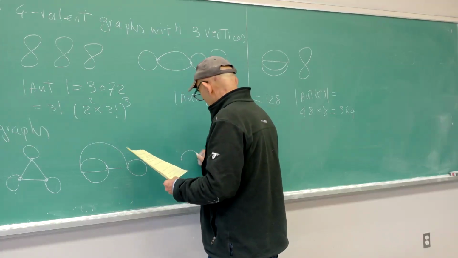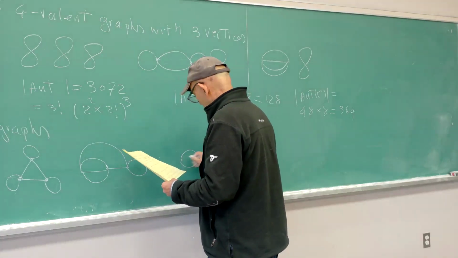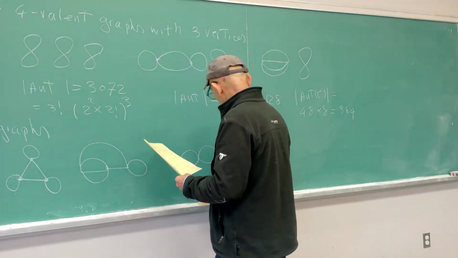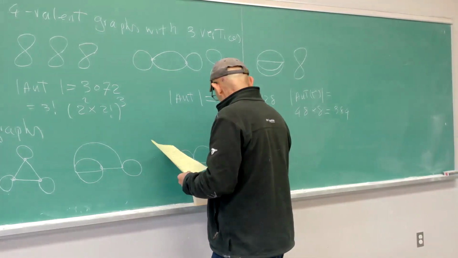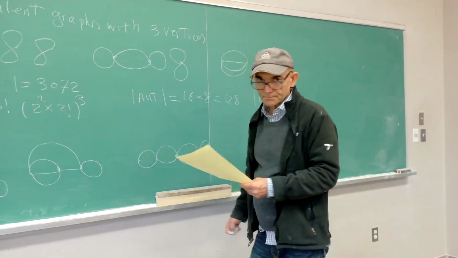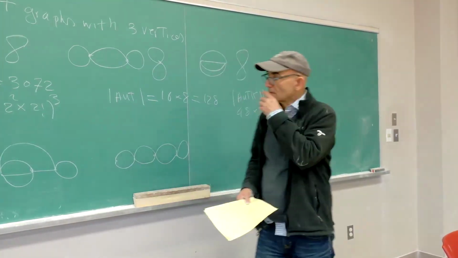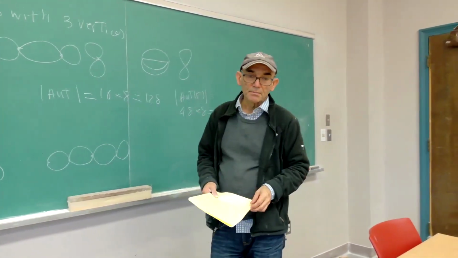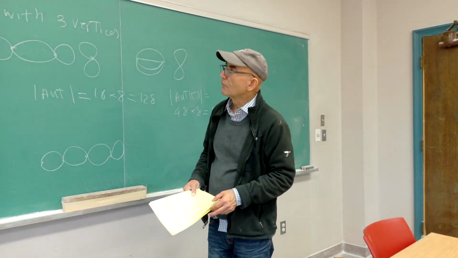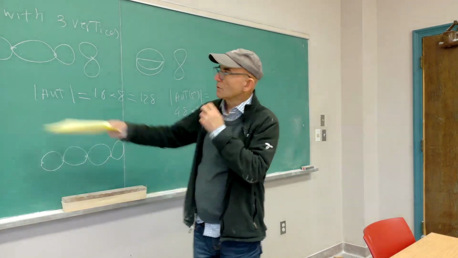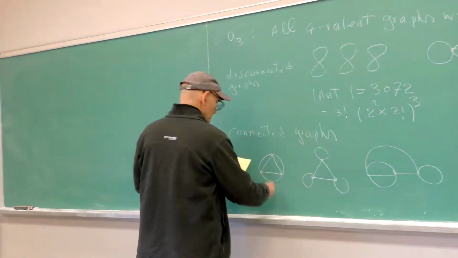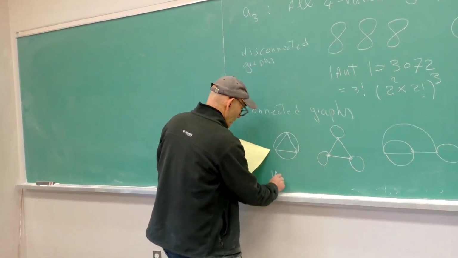And this is going to be this one. And this is another one. And then there is a loop. Okay. So these are all the connected 4-valent graphs with 2 vertices. These are all the disconnected ones. And the order of the automorphism groups here, this is the order of gamma.